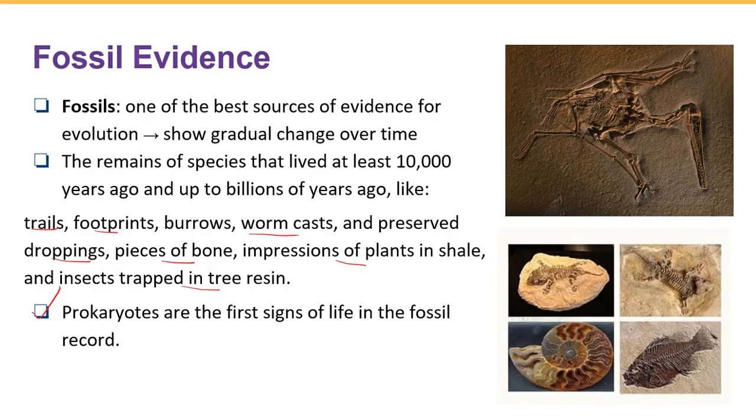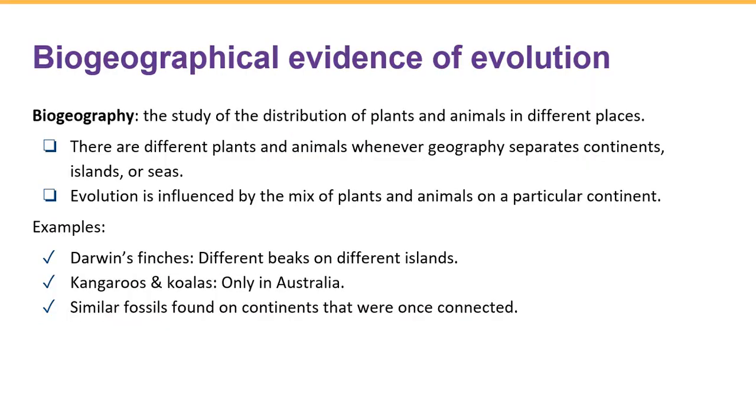By studying the fossils, scientists can see gradual change over time and how species evolve over time. Now let's talk about the biogeographical evidence of evolution. Biogeography is the study of where plants and animals live around the world. It shows us that geography influences evolution. So, for example, different islands or different continents have different plants and animals, even if the environments are similar.